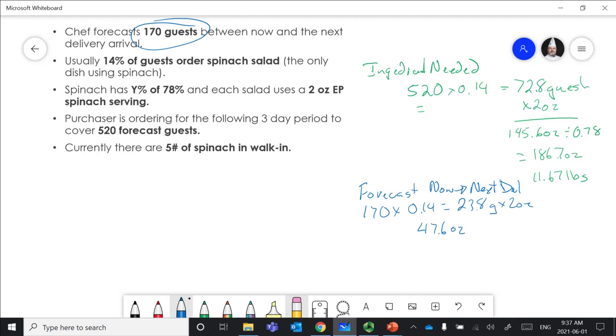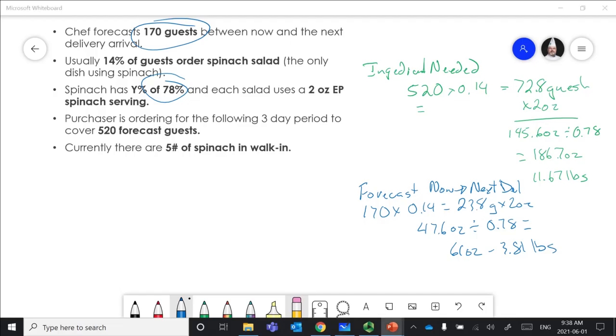So how much AP do we need? We need to divide by our 0.78 yield percentage, which is going to give us an AP amount of 61 ounces. Or if we convert that, it's going to be 3.81 pounds, right?